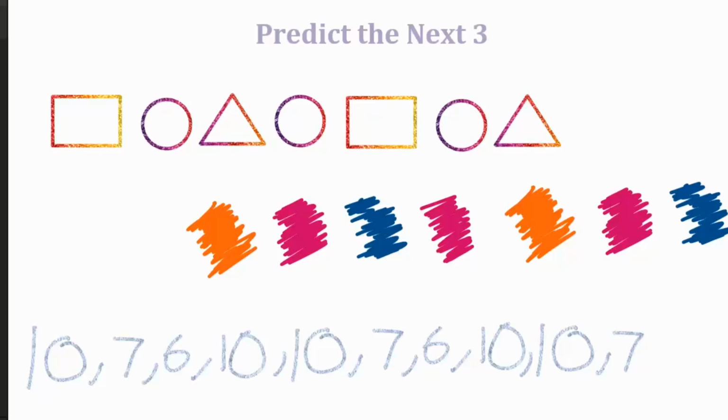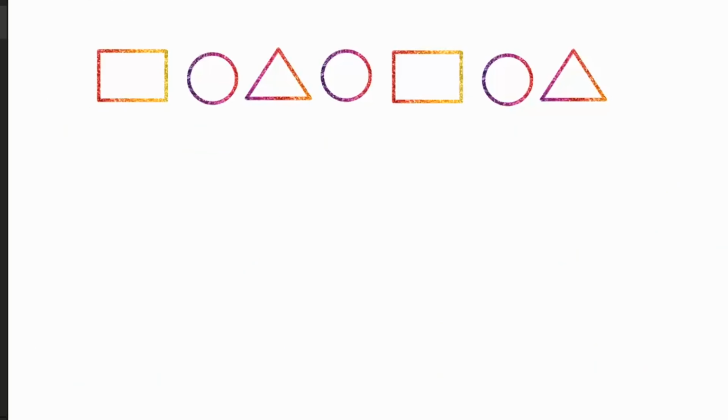Now, let's take a look at the shapes first. Our shapes here are rectangle, circle, triangle, circle, rectangle, circle, and triangle. Obviously, as you can see, that's not the pattern. Our pattern is rectangle, circle, triangle, and circle. And then it starts repeating from there.